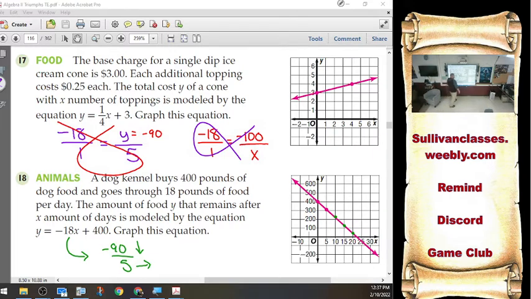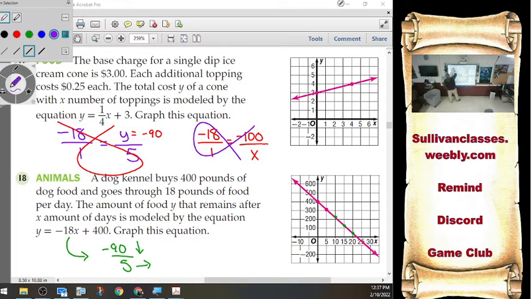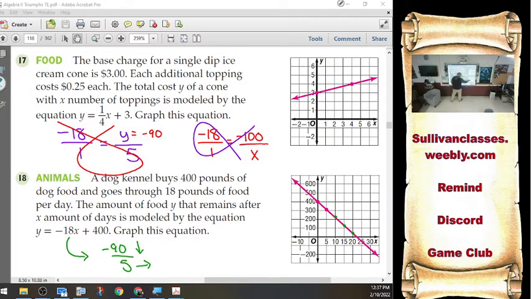Yeah. So I could also, instead of this, go down 100 over 5 and a little bit. Okay. So that negative 18, you can't graph it the way that they gave it to you. You have to change it.